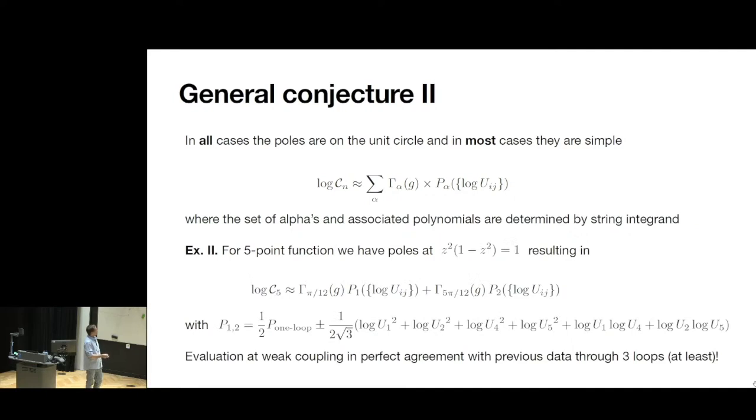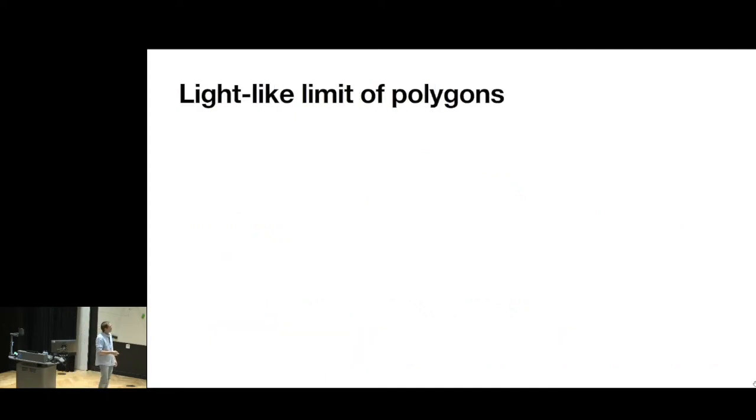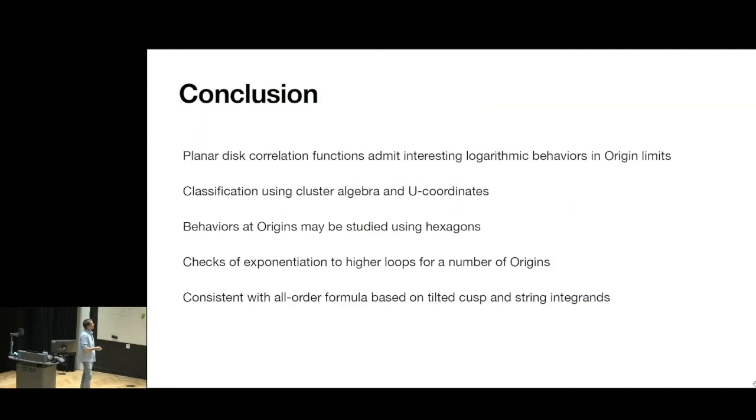But here is, for instance, what we got at 5 points. So we get this funny alpha, pi over 12, 5 pi over 12. Who can guess this? But magically, and also some polynomials, this is just to show that there is a bit of calculation behind that. And this is actually matching through 3 loops the data that we had, and we are now pushing it to higher loops to make sure that everything is safe. Okay. So anyway, there is more to say, obviously, but it's time to conclude.